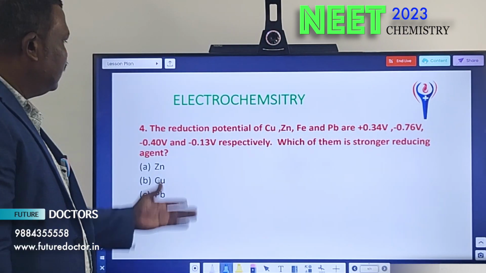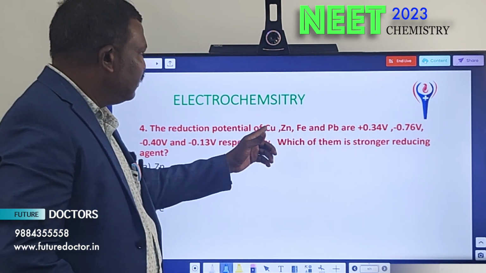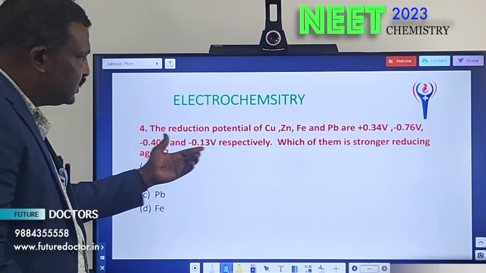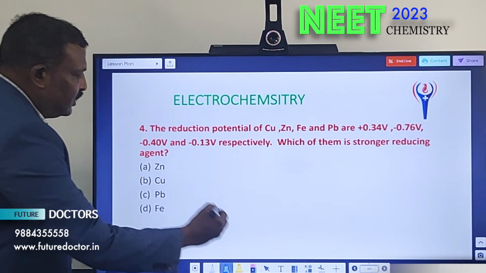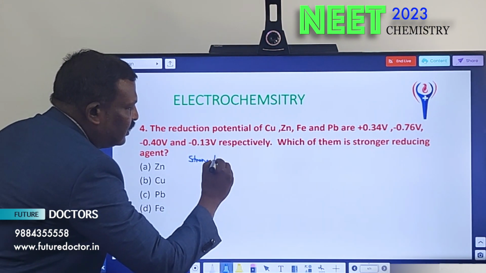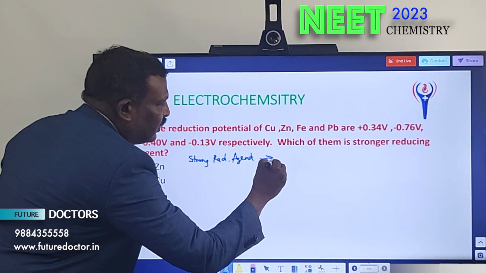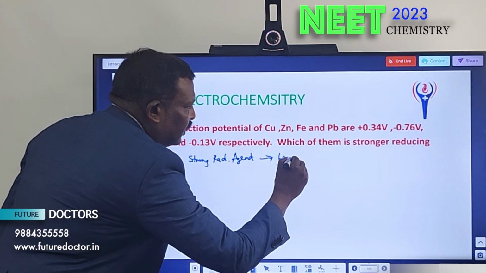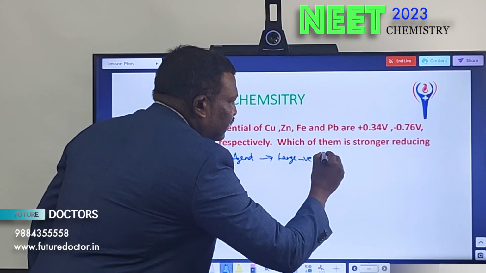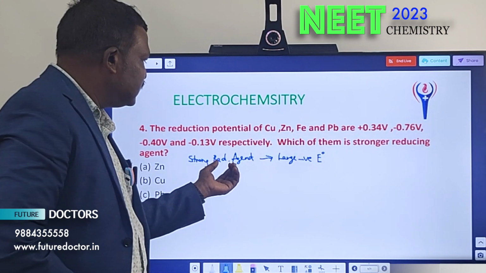Next one. Simple. Electrode potential. Just keep in mind, the electrode potential values of 4 metals are given. Which of them is the stronger reducing agent? That's the question. So you just remember like this. Any species is considered a strong reducing agent, having what? Large negative E naught value. Just keep in mind. Large negative electrode potential will be there. Any species with that is considered a strong reducing agent.